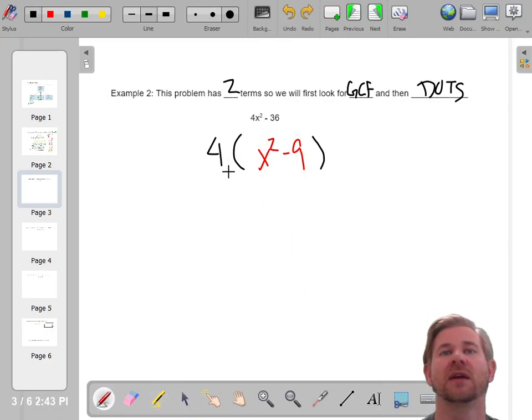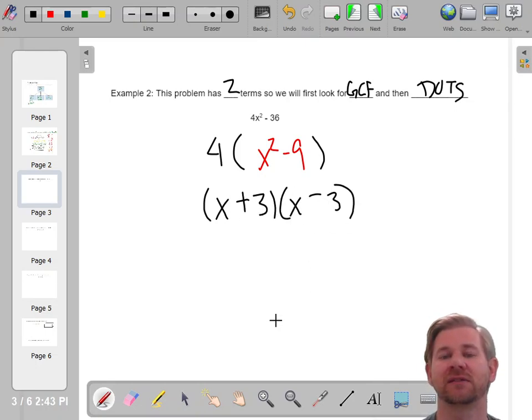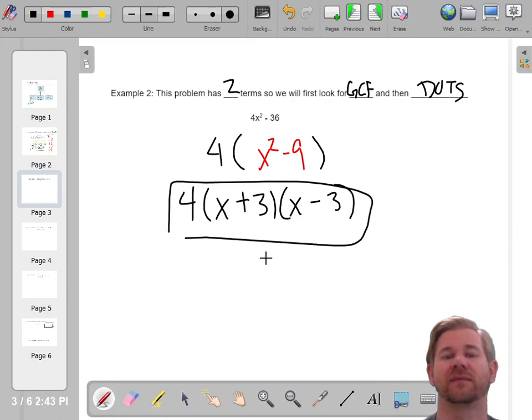is a perfect square. The square root of x squared is x. The square root of 9 is 3. So it's x plus 3 and x minus 3. And remember, the GCF is 4, so bring down the GCF. Okay, so that was much faster because it's a difference of squares. You just got to know the square roots.